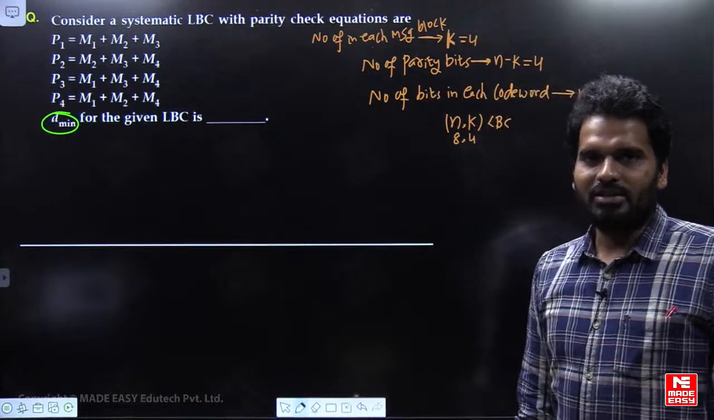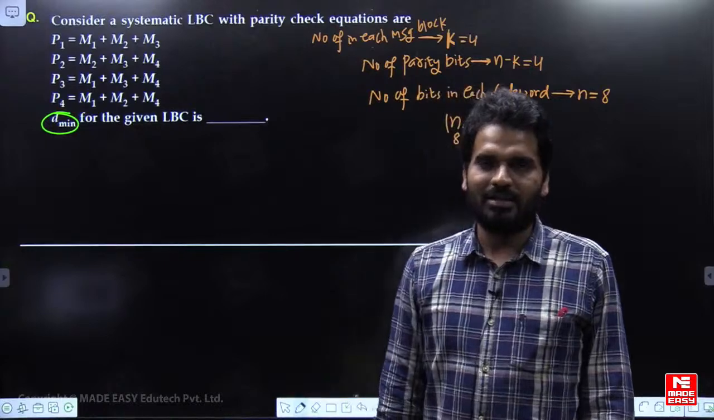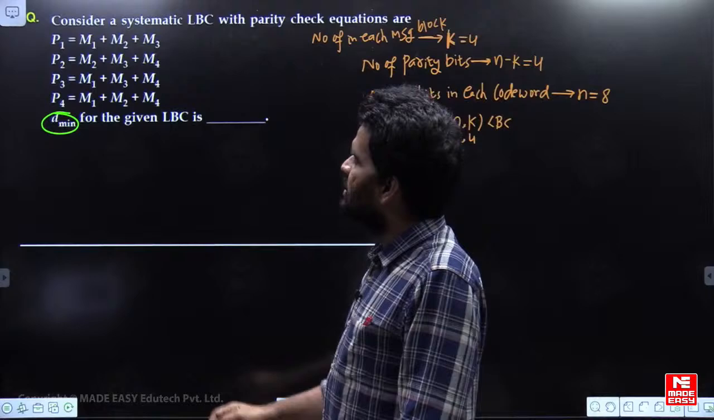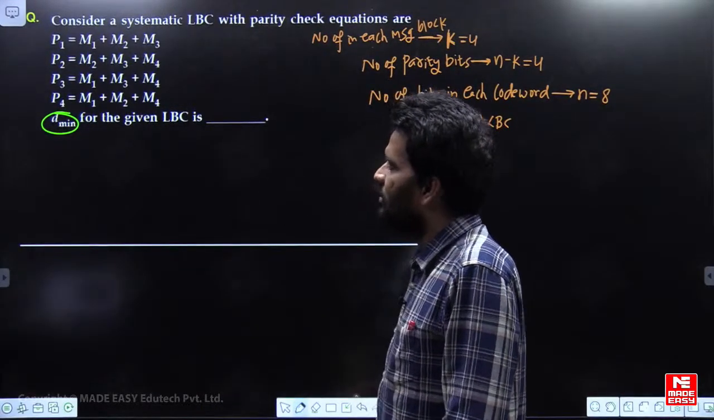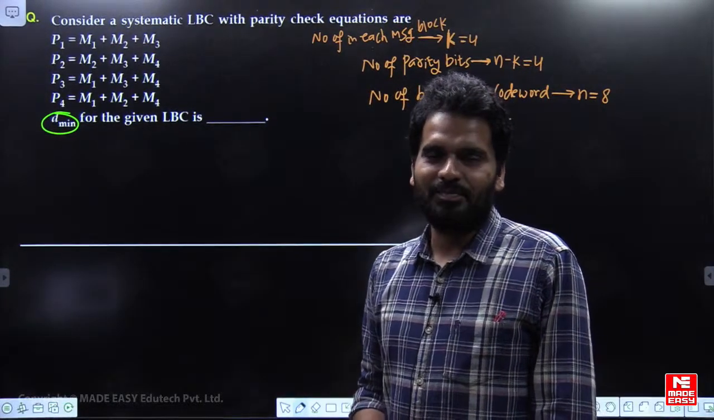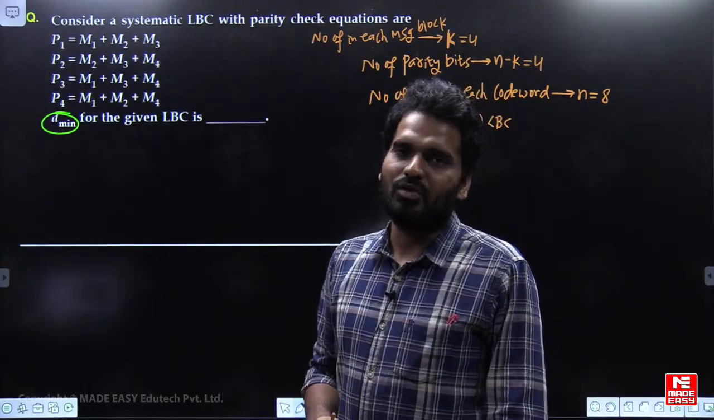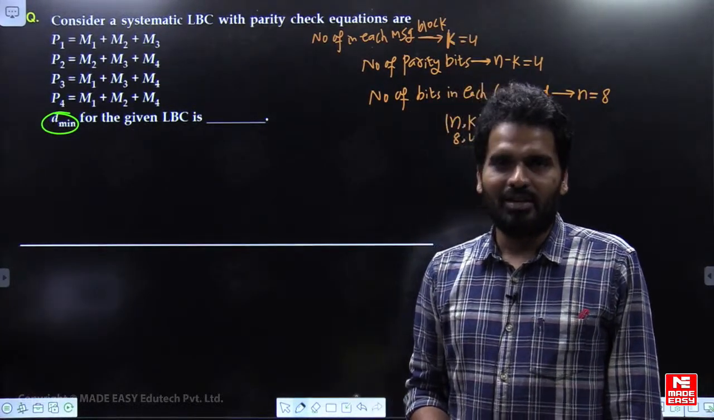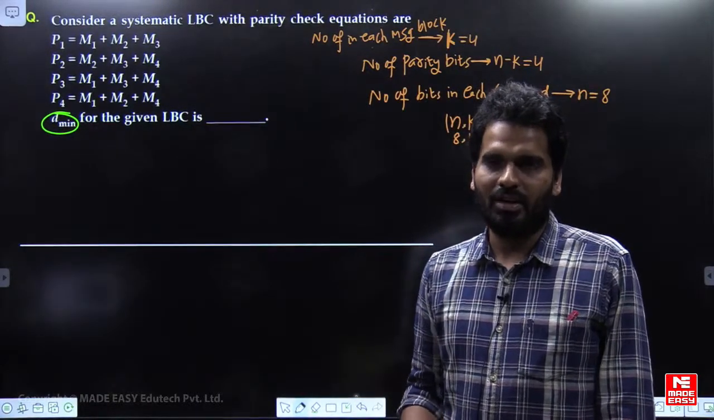So one way to find d min is the smallest possible minimum distance. Basically d min is called the minimum distance. How to find d min for an LBC is, it is the smallest possible minimum distance. d min is the minimum distance for the given LBC. What is minimum distance? It is the smallest possible Hamming distance between any possible pair of code words. The smallest possible Hamming distance between any pair of code words will be d min, okay, and that is a very time taking process to find d min based on this definition.